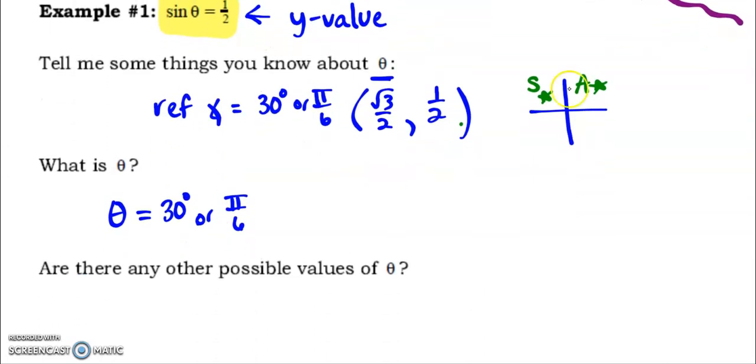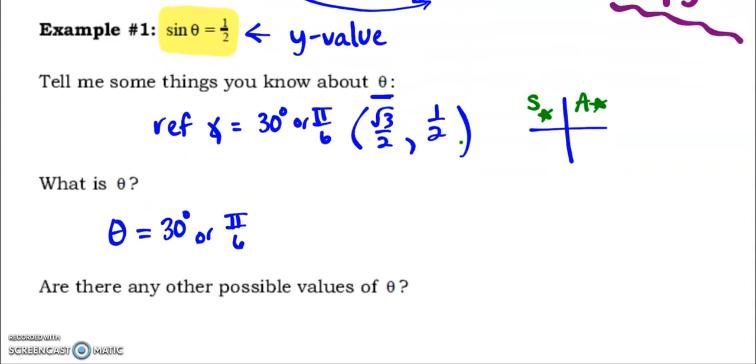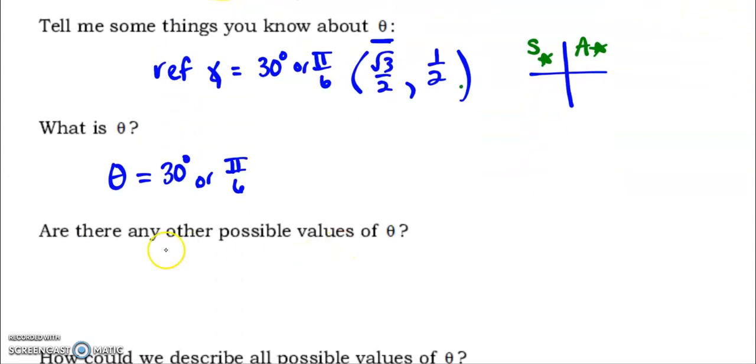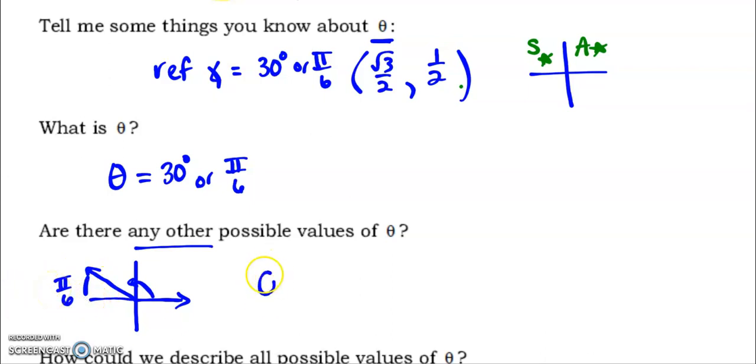But as I mentioned, the sine is positive in the second quadrant also. So are there any other possible values of theta? Yeah. Whatever the angle is when we land in the second quadrant. And that angle is going to be pi/6 with a reference, so it's 6 pi/6 minus a sixth. So that's going to be 5 pi/6, or if we're working in degrees, 150 degrees.